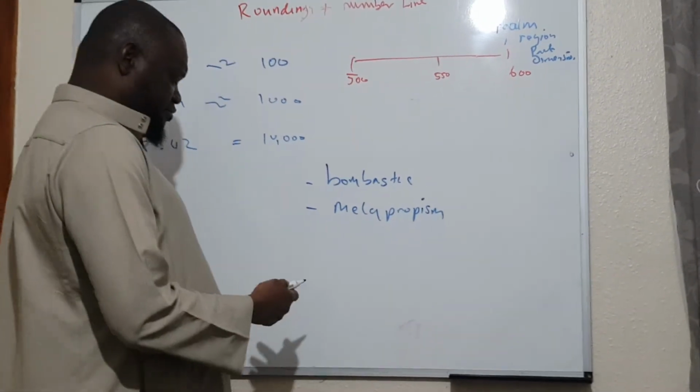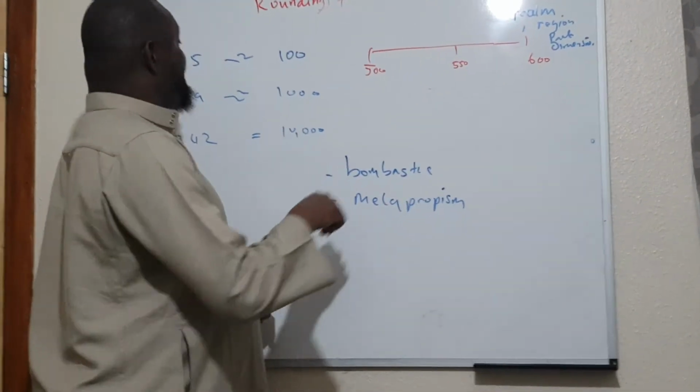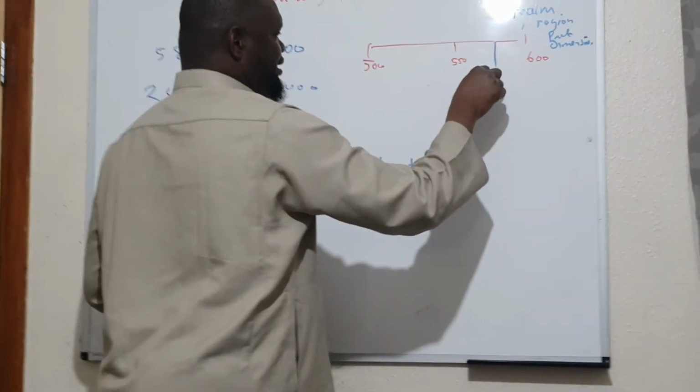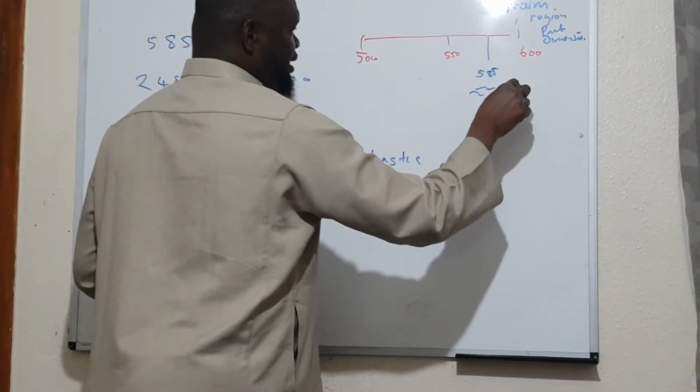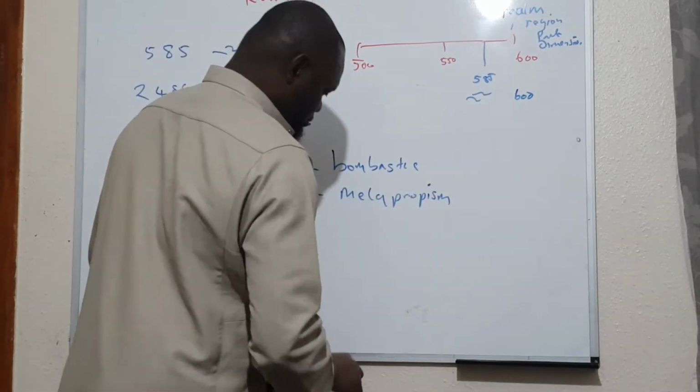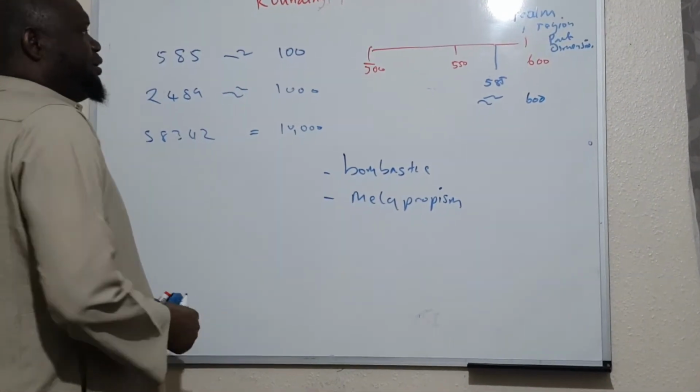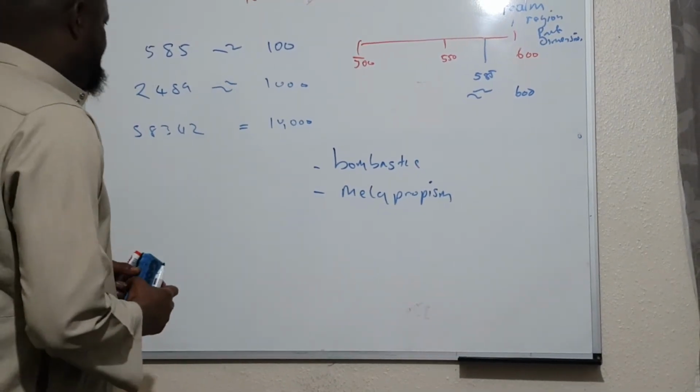Okay, now let's look at this. Our number we are looking for is 585. So 585 lies here. So basically the next 100 is 600. You see? Now let's look at the next one.